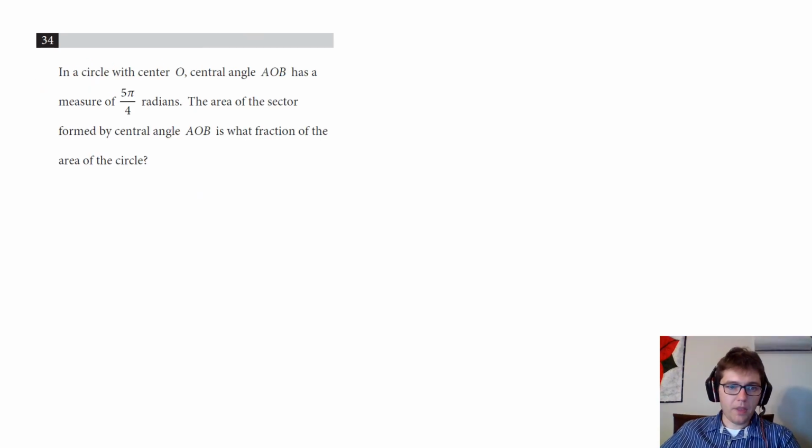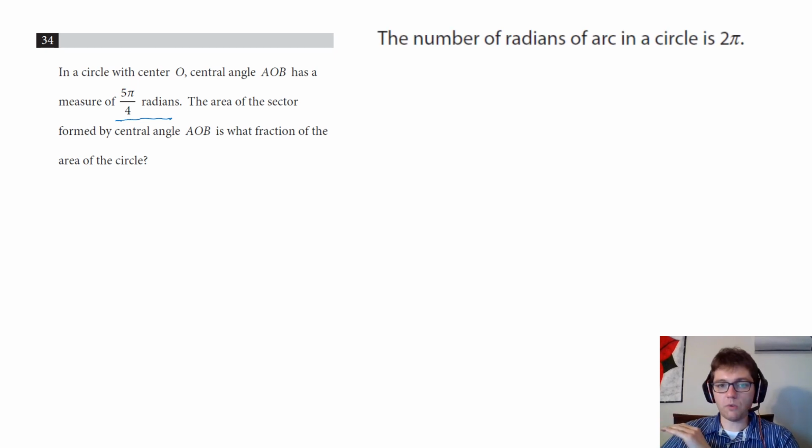Problem 34. In a circle with center O, central angle AOB has a measure of 5 pi over 4 radians. The area of the sector formed by the central angle AOB is what fraction of the area of the circle? So first thing, they're working in radians. They're asking about what fraction of a full circle. So you have to know how many radians are in one revolution of a full circle. And if you forget, this information about radians is on the first sheet of your test. This is taken right from that first sheet. The number of radians of an arc in a circle is 2 pi.